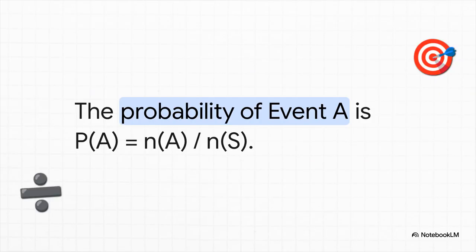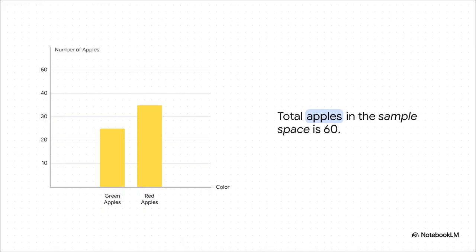And here it is, the absolute master formula for the probability of an event, which we'll just call event A. To find the probability, or P of A, we simply take n of A, which is the number of ways our specific event can actually happen, and we divide it by n of S, our total number of possible outcomes in the sample space. Let's apply this master formula visually. Picture a box holding 25 green apples and 35 red apples. That gives us a total sample space, our n of S, of 60 apples.